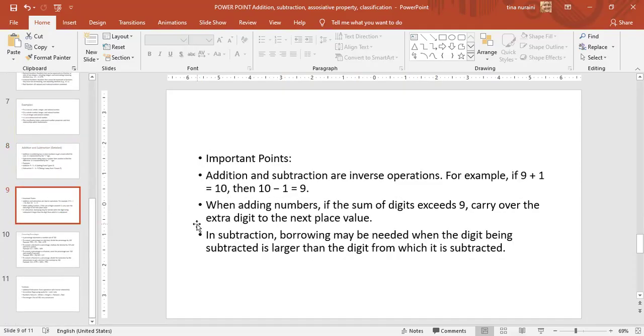Next important point: addition and subtraction are inverse operations. For example, 9 plus 1, the result is 10. And then 10 minus 1, the result is 9. When adding numbers, if the sum of digits exceeds 9, carry over the extra digit to the next place value. In subtraction, borrowing might be needed when the digit being subtracted is larger than the digit from which it is subtracted.